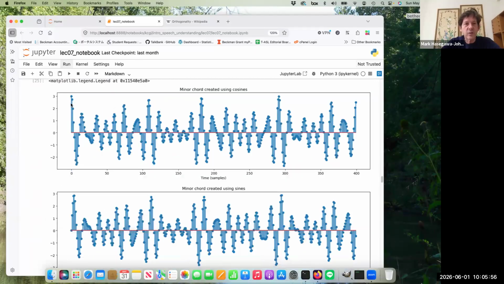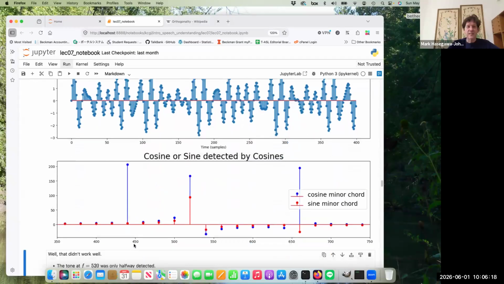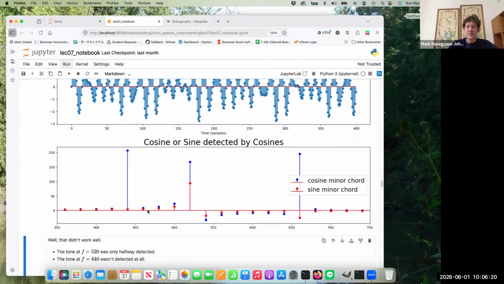So we see that the minor chord created using cosines and the minor chord created using sines sound the same, and they even look the same, just shifted over. This downward pulse is turned upward instead. So the whole thing is just shifted by a little bit. This upward pulse here is downward instead here. They look exactly the same, and yet in the frequency analysis, it didn't work.